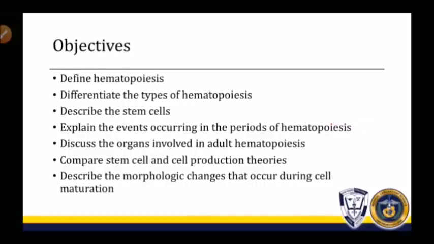At the end of our discussions, we should be able to first define hematopoiesis. Next, differentiate the types of hematopoiesis, describe the stem cells, explain the events occurring in the periods of hematopoiesis, discuss the organs involved in adult hematopoiesis, compare stem cell and cell production theories, and describe the morphologic changes that occur during cell maturation.